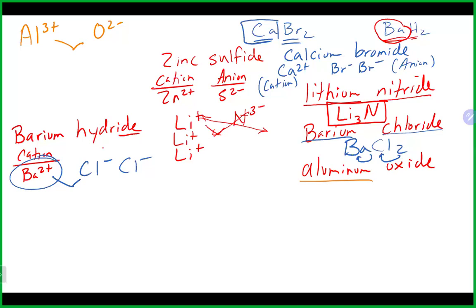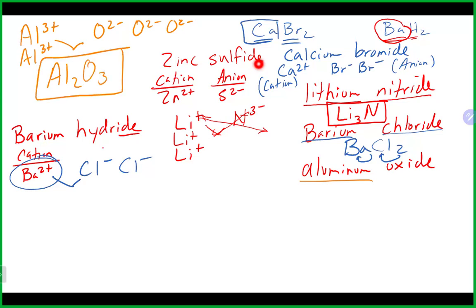3 times 2 is 6, right? So to get oxygen to 6, I need not 2, but I need 3 of them. To get aluminum to 6, I need 2 of them. And now I can just count what I got going on there. I got 2 aluminums, so Al2, and 3 oxygens, O3, right? And now I have the right formula.